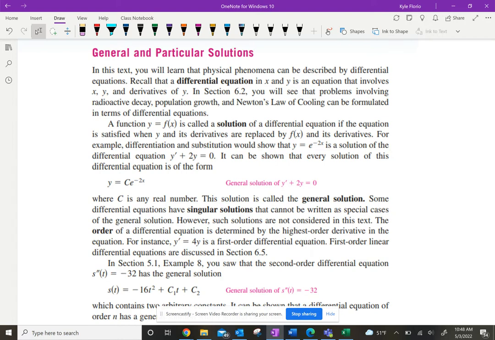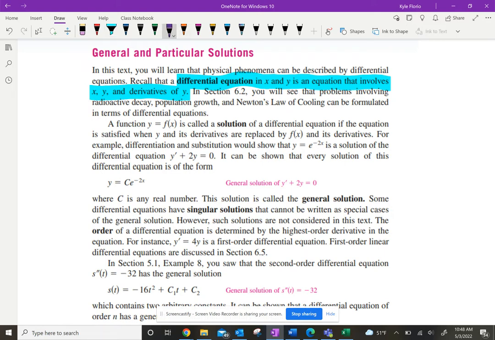In this text, we're going to learn that physical phenomena can be described by differential equations, and this is what a differential equation is. If you have your notes up, this is what you want to write down. A differential equation in x and y is an equation that involves x, it involves y, and the derivatives of y. It could involve the second derivative. It can involve the third derivative. If it just involves the first derivative, we call that a first order differential equation. If it involves a second derivative, it's a second order differential equation, and so on.